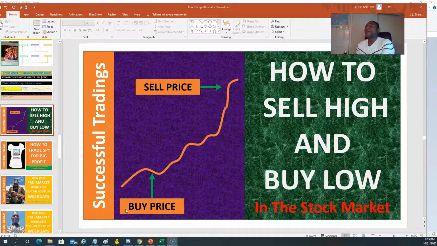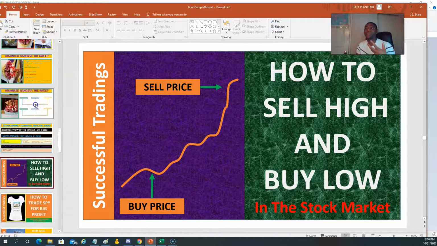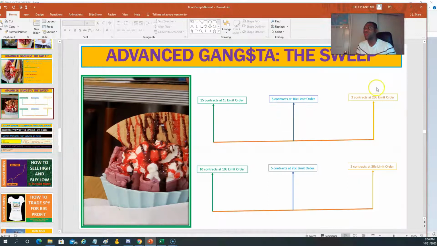All right, very good. How to sell high and buy low in the stock market? Well, this is a question that many people may have. For us, we have a strategy that we have put together for a while now and have been using, so we have some background results for that. But before we do that, let us take some time to explain the concept. The concept is identifying a stock that's moving.